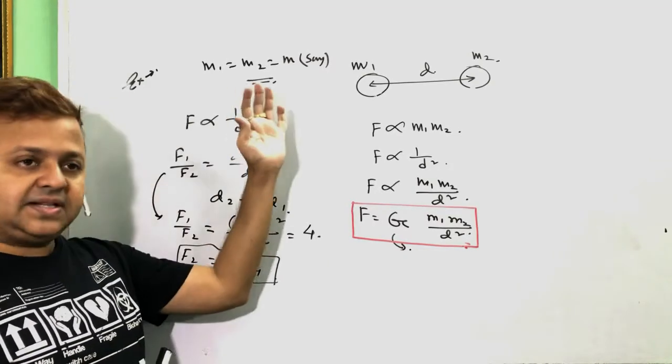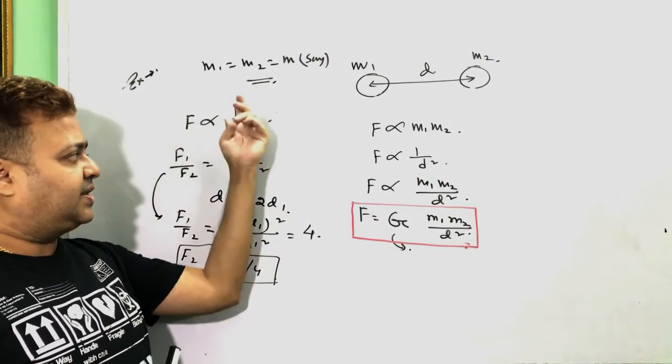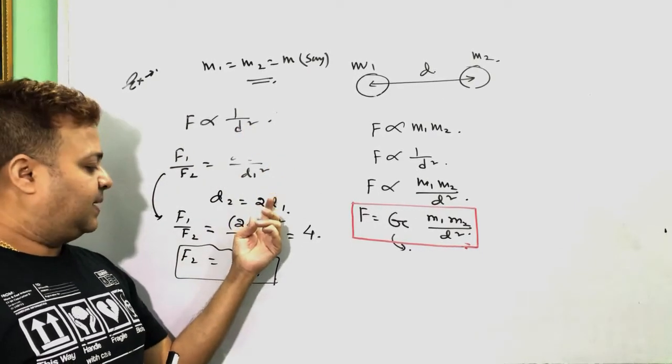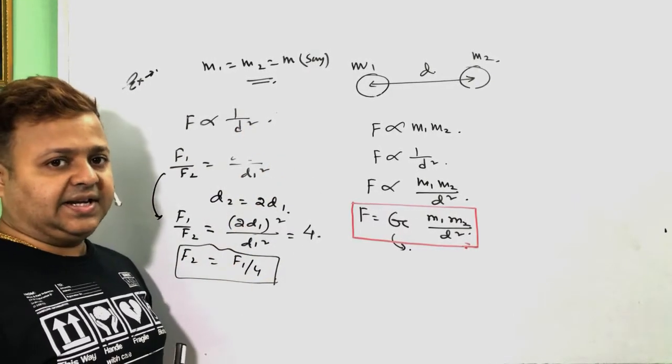Here the mass remains the same, so the force is inversely proportional to d square. Here the distance becomes double, so the force becomes 1/4 of the initial value.